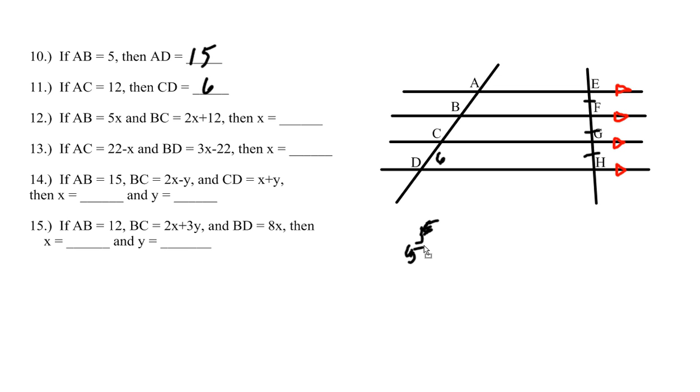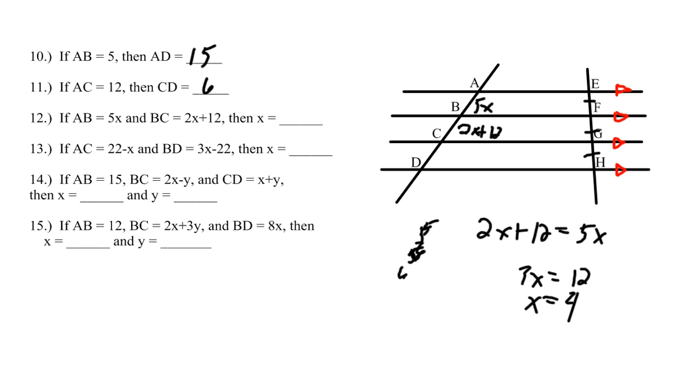Next, these are pretty easy. If AB is 5x and BC is 2x plus 12, well, we know that those things have to be equal. So we say 3x equals 12, x must be 4.